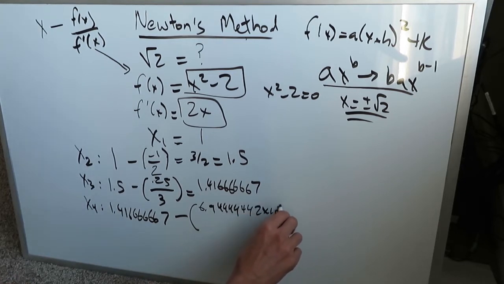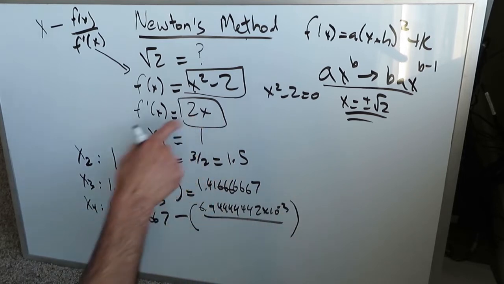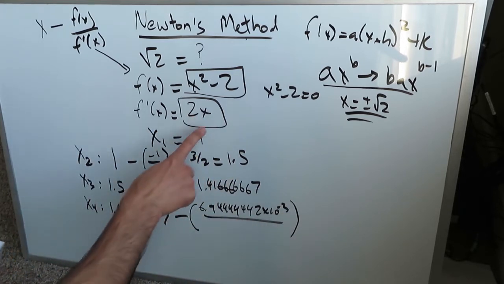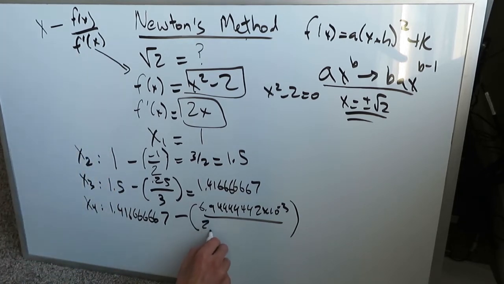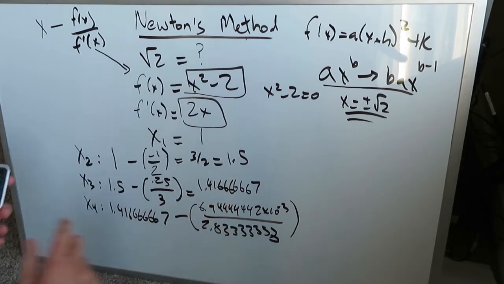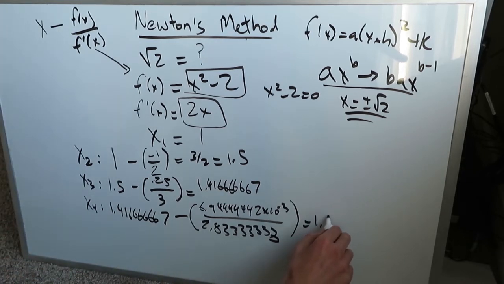Times 10 to the minus 3. And you take this same number and multiply it by 2, and what do you get? Because you're doing the derivative part now. Multiply it by 2 and I get 2.83333333. It can be messy, but it's good. Now we do this divide and take this entire computation. Let's see what happens. I'm getting this number right over here: 1.41421567. Remember, I'm not using the radical button by any means. I'm not using the square root button.